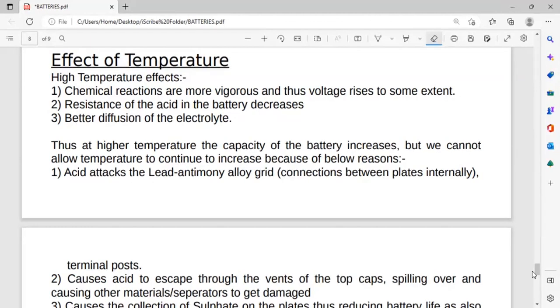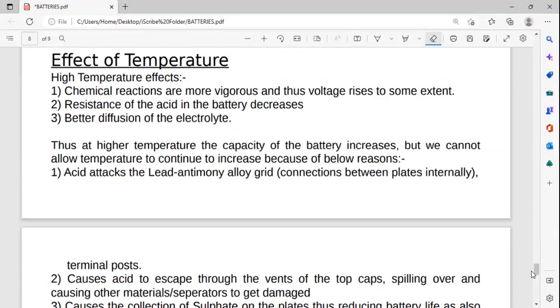Number two, the resistance of the acid in the battery decreases, which helps these chemical reactions be more vigorous. Better diffusion of the electrolyte, all of these help one another. So what happens due to all this and the high temperature? The capacity of the battery increases. So yes, it's helpful, but only to a certain extent.